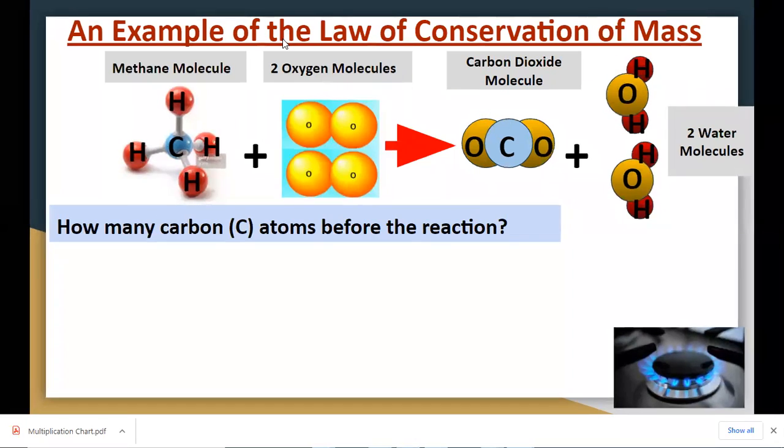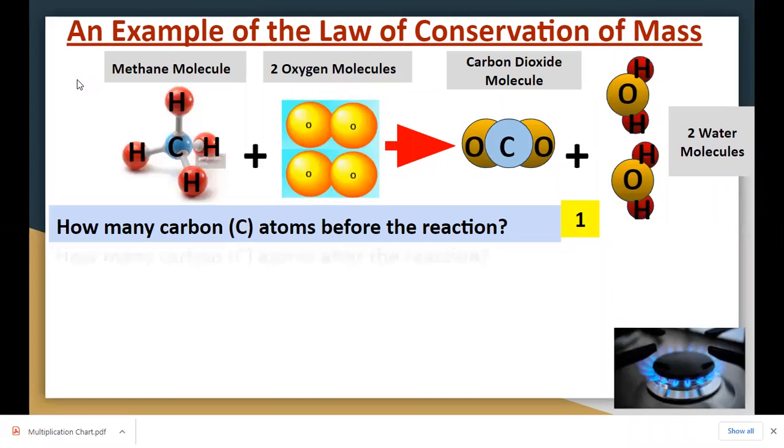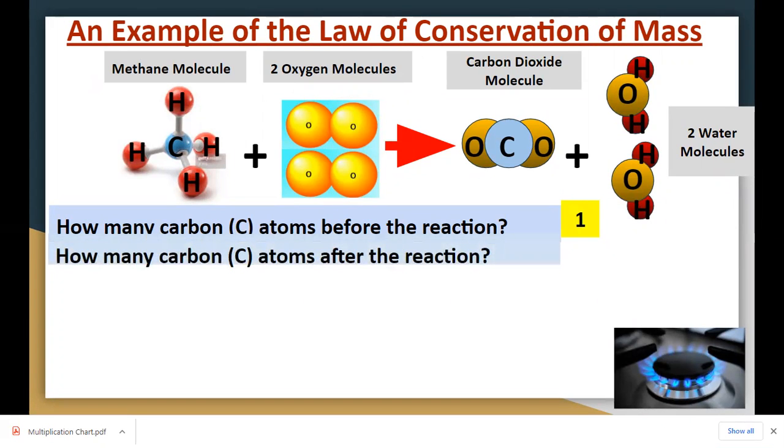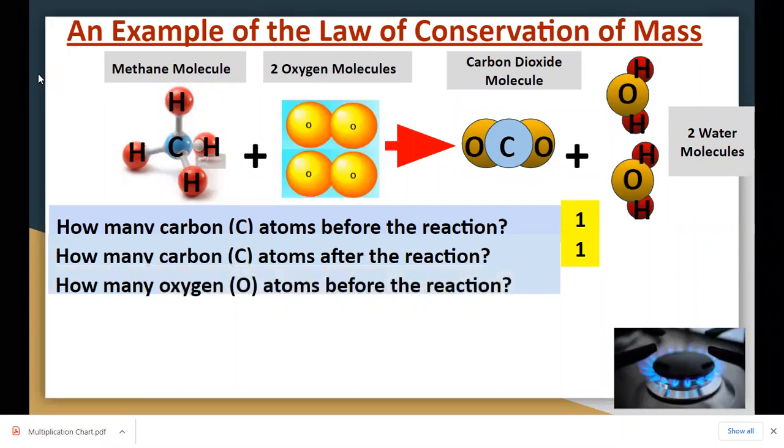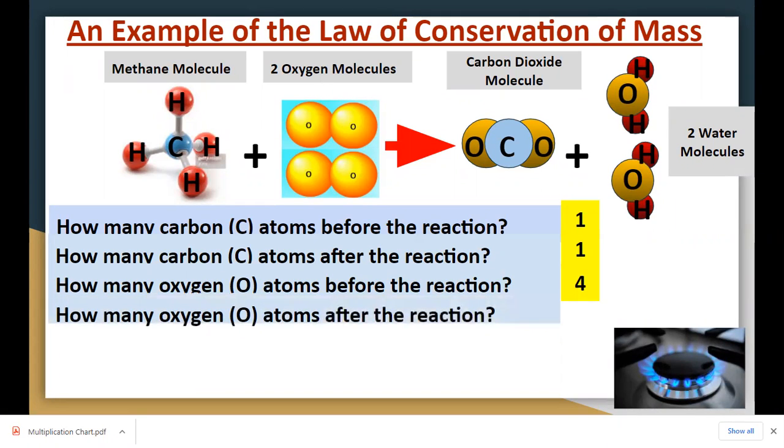Okay. So how many carbon atoms before the reaction? Well, I only see this 1, right? So there should be 1. Okay. How many carbon atoms after the reaction? Well, I still only see 1, right? Okay, so there's 1. How many oxygen atoms before the reaction? Well, there's 1, 2, 3, and 4, right? So how many? 4.